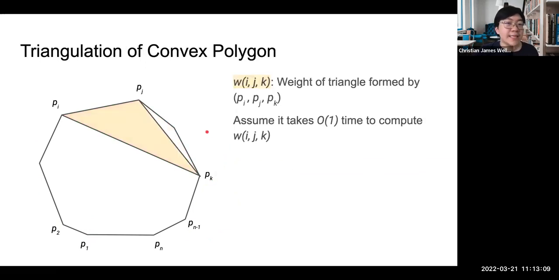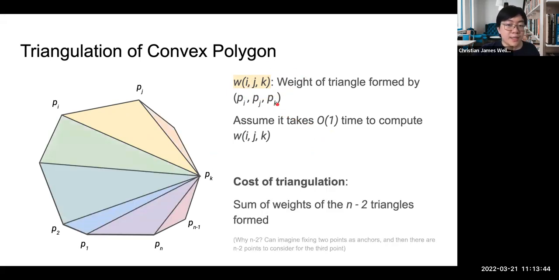Now, a triangulation of a convex polygon: you take 3 points, for example Pi, Pj, and Pk. Let's assume there's a function called the weight of the triangle. What exactly is the weight? You can define a lot of different functions for it, and I'll talk about it soon. For example here, Pi, Pj, Pk forms this triangle, and the weight Wij is the weight of the triangle formed by these points. And we assume that it's fast to compute this function.